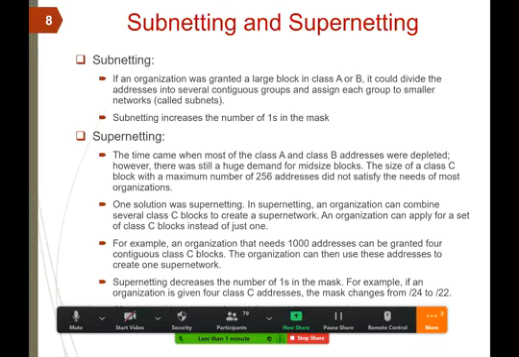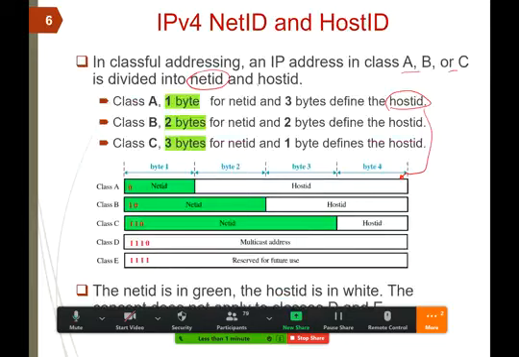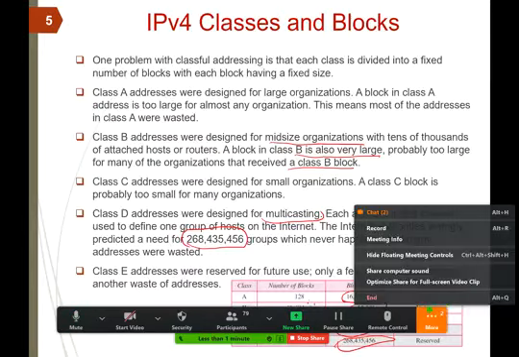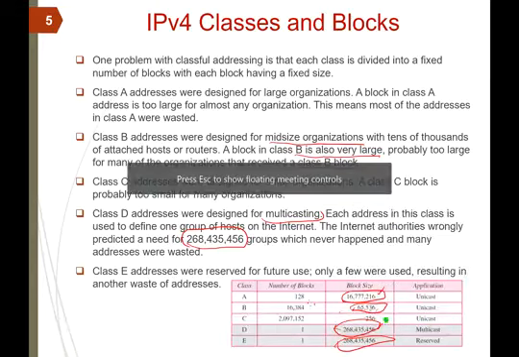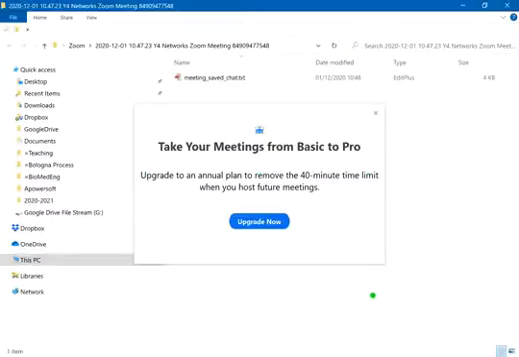Okay, class A and B are almost depleted, therefore class C addresses are small for some organizations, because you can only name 256 hosts for each block, which is a small block.